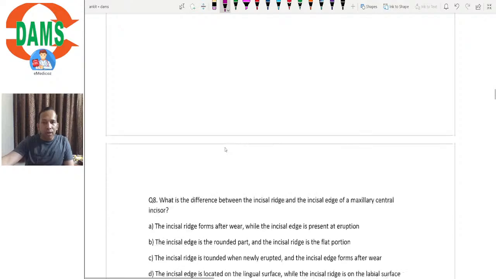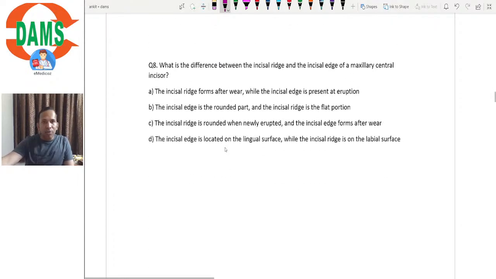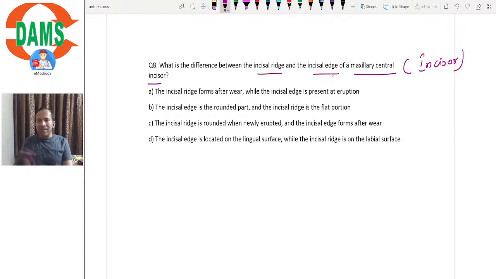So let's go to the next question. What is the difference between the incisal ridge and incisal edge of a maxillary central incisor? तो यहाँ maxillary central incisor लिखा हो या कोई सा भी और anterior लिखा हो, be it maxillary central or mandibular central or any other incisor, in simple terms incisor, ठीक है, be it any incisor. So what is the difference between the incisal ridge and incisal edge of an incisor?